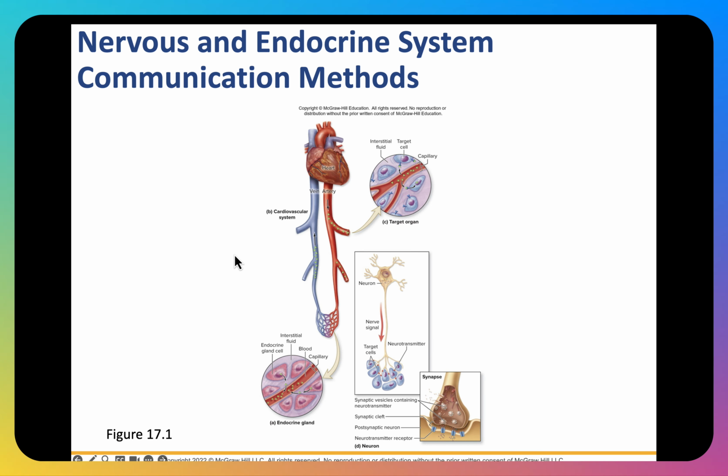Now, what we're going to be looking at is a big difference with the endocrine system. So now we're going to find that the endocrine system organ will release a hormone. That hormone will circulate through the bloodstream, get to its target, and then bind to the receptor for that hormone on the target cell.